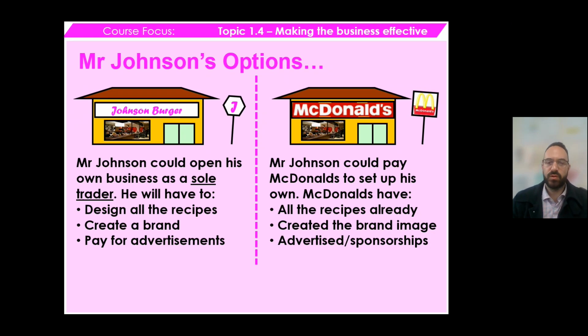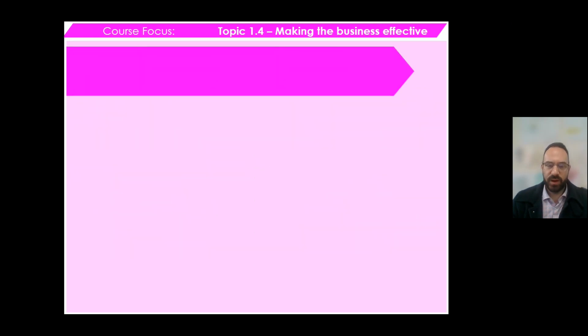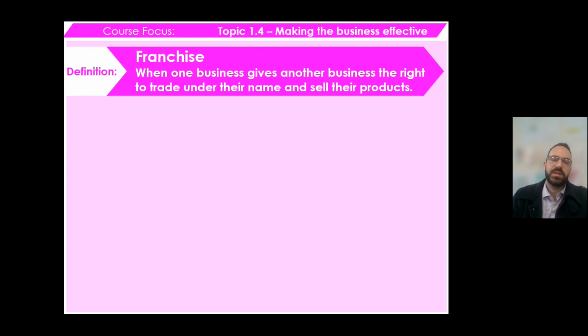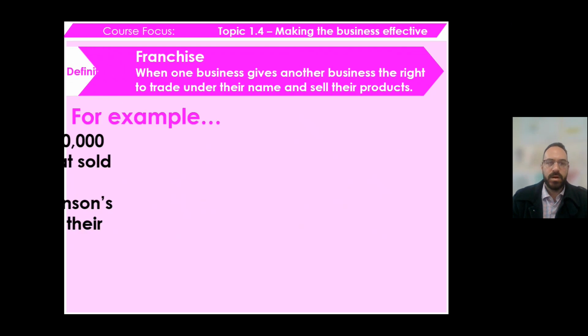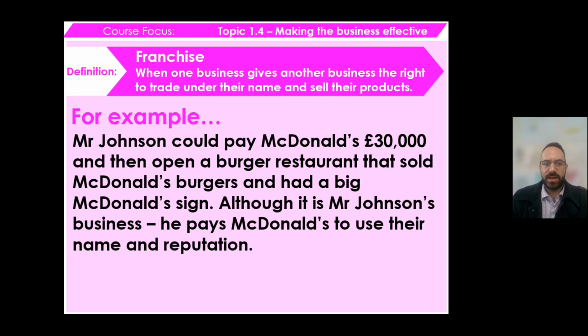The alternative is Mr. Johnson could pay McDonald's to set up his own McDonald's, and he'll be given all the recipes already. The brand image already exists, and all the advertising and sponsorship deals are already done by McDonald's UK. So what is franchising? A franchise is when one business gives another business the right to trade under their name and sell their products. So in this case, Mr. Johnson could pay £30,000, then open up a burger restaurant that sold McDonald's burgers and had a big McDonald's sign. Although it's Mr. Johnson's business, he pays McDonald's to use their name and reputation.